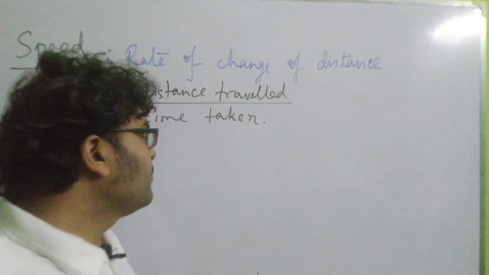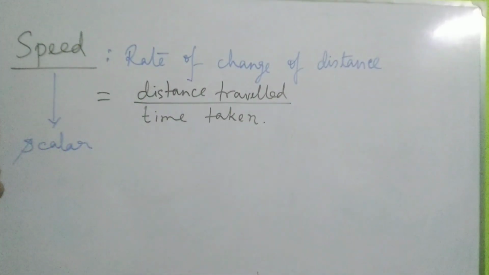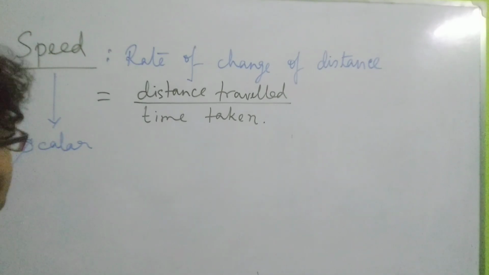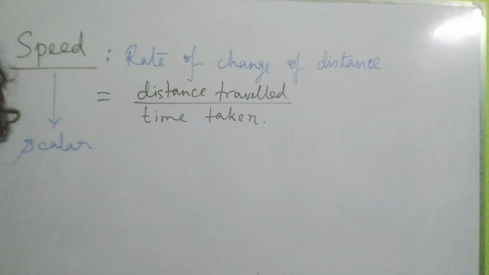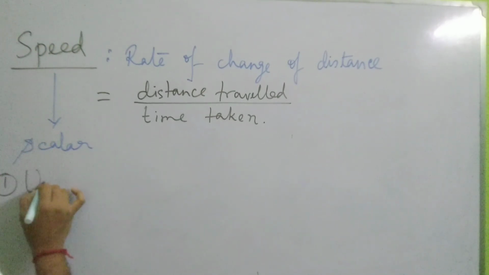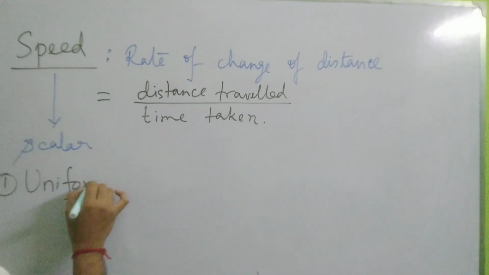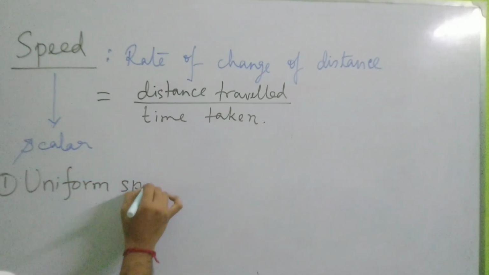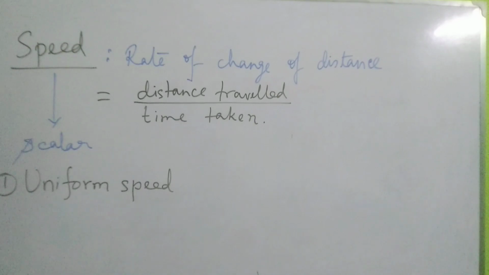Now, while talking of speed, we will be discussing certain types of speed. Okay. So let us discuss one by one. First, let us come to what is uniform speed. Okay. So one is uniform speed. We will be discussing one by one these terms. Uniform speed. Okay. So what is uniform speed?